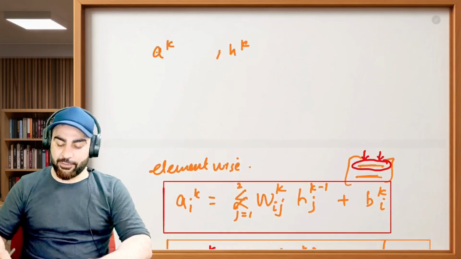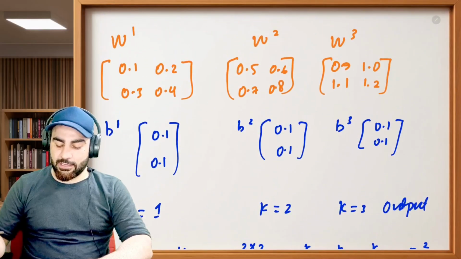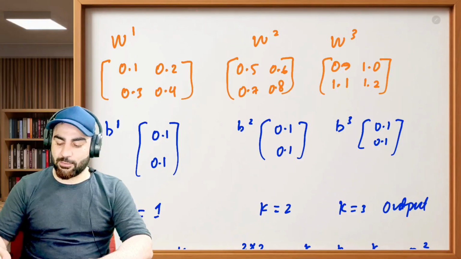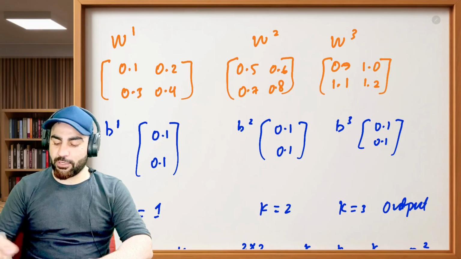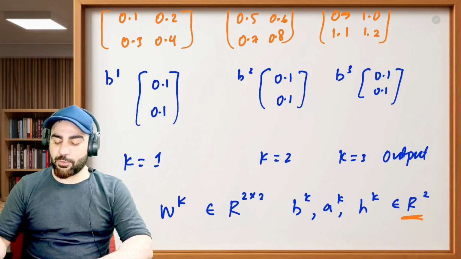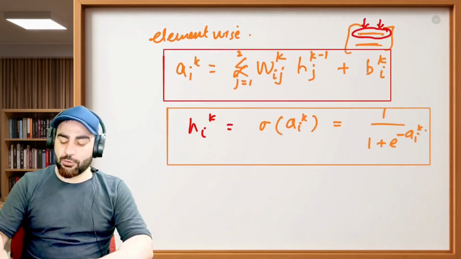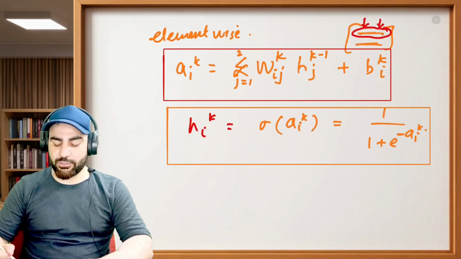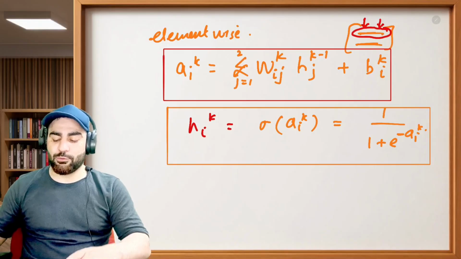Now take these values. These values are pretty easy. W1, W2, W3 start from 0.1 to 1.2, and bias 1, bias 2, bias 3 are all similar. You have to do this for all the layers and compute these two values. I'll give you maybe 2 minutes to compute this.